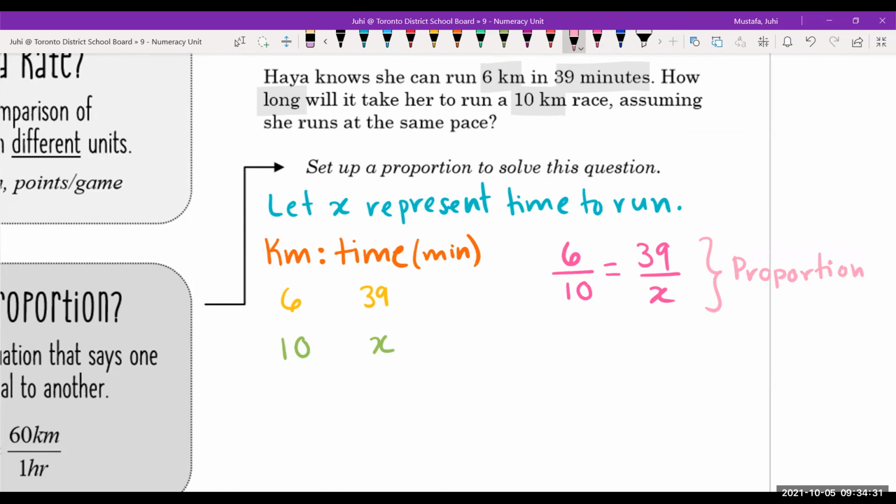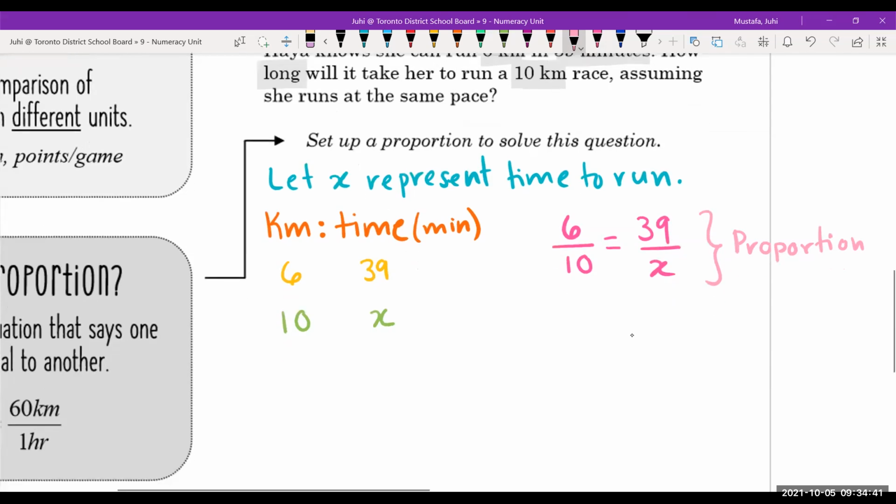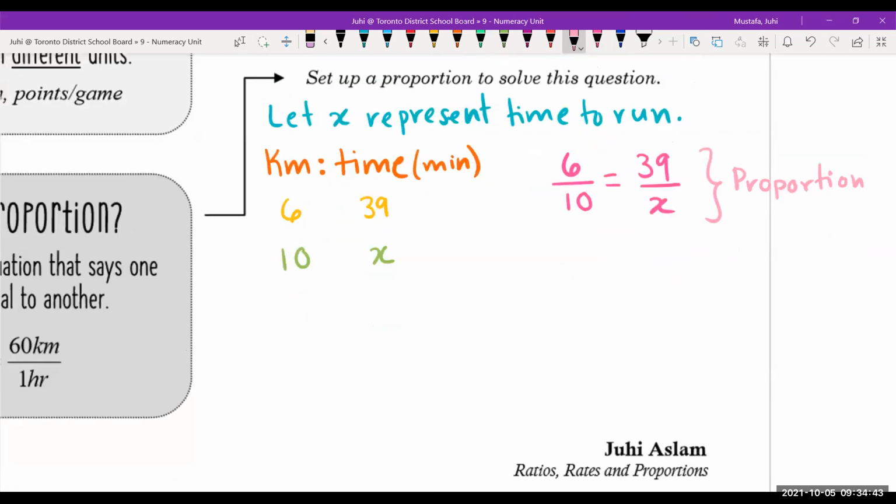I also want to tell you guys that a lot of these questions you could probably just do in your head, maybe not this one, but some of the easier ones. If you don't show me your work, you will not get full marks. So I want to see you set it up like this. Okay, let's keep going. What other tricks can I show you? How do I solve a question like this?